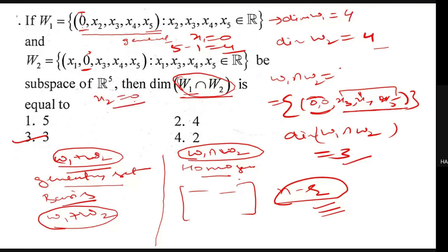So now, combine the two restrictions for intersection. Can you repeat? Combine the two restrictions for intersection. Oh, you are saying this: x1 equals 0, that is 1 0 0 0 0, and x2 equals 0, that is 0 1 0 0 0. You can solve this type of equation like this. Now I have n minus r, that is 5 minus 2 equals 3. So you can also get W1 intersection W2.